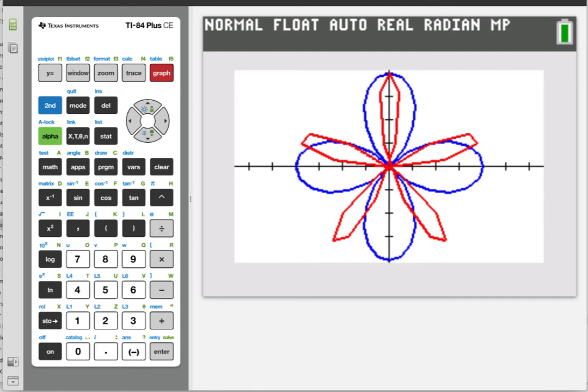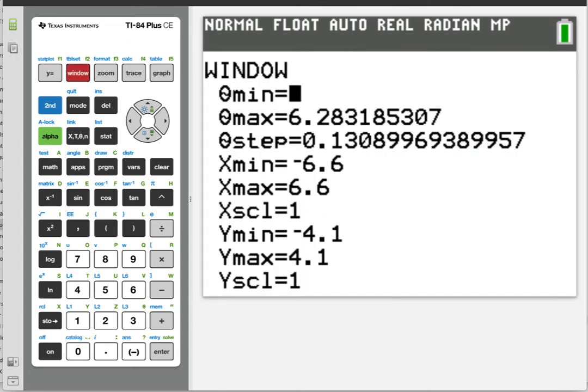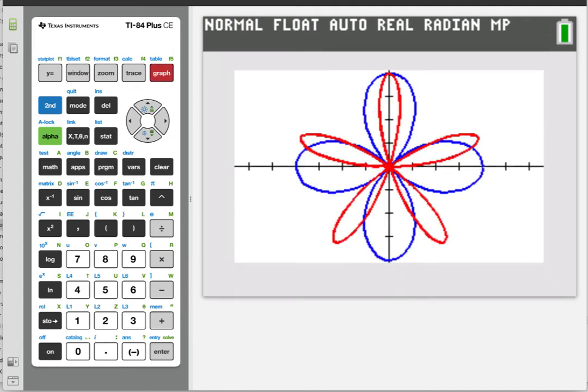I'm also noticing something unique that I'll mention to you. Notice how the sine graph looks a little jaggedy. If I go to the window, that's my theta step. If I make my theta step a little smaller, let's say 0.05, let's see what happens then. I get a little bit better resolution, so it's plotting more points.